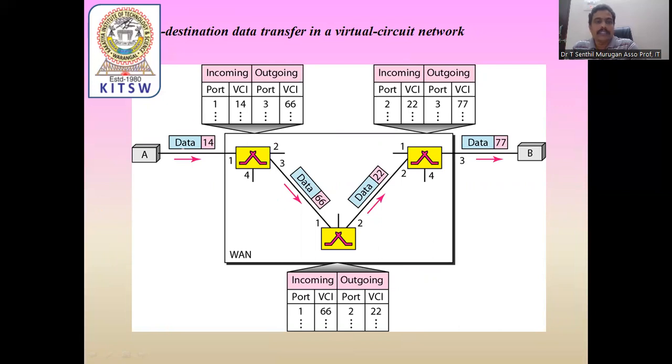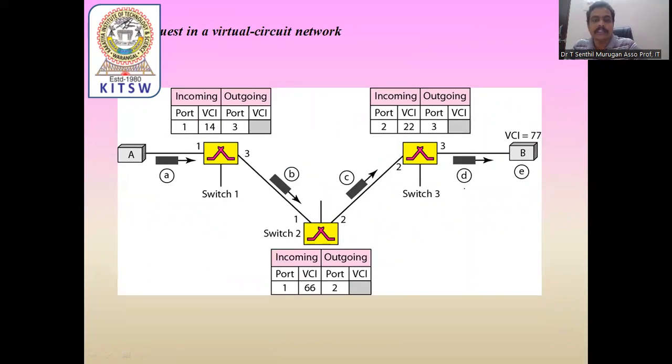See here, for this switch it is maintaining this label. Incoming port number 1, it is getting VCI 14. Then it will forward it to port number 3 with updated VCI 66. While it is reaching here, port number 1 has VCI 66. Where has it to be forwarded by this switch? Port number 2 with updated VCI 22. Like that it will reach the destination.